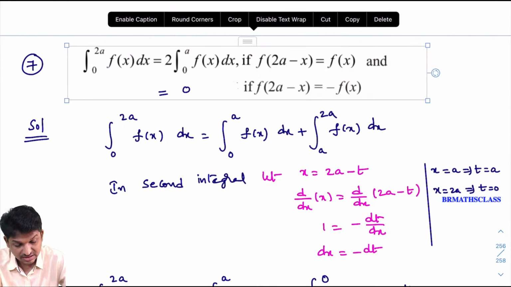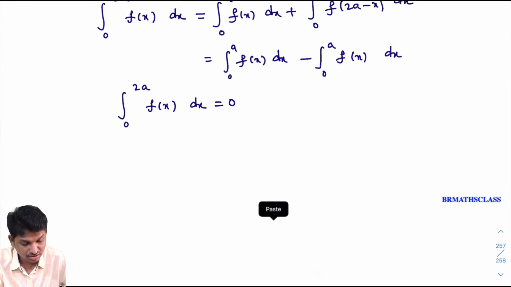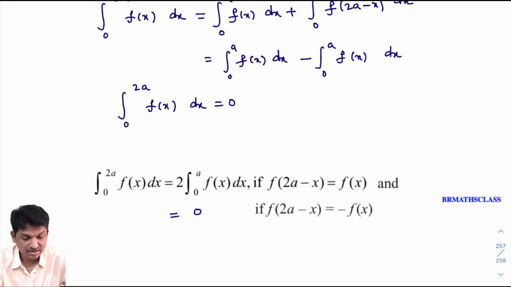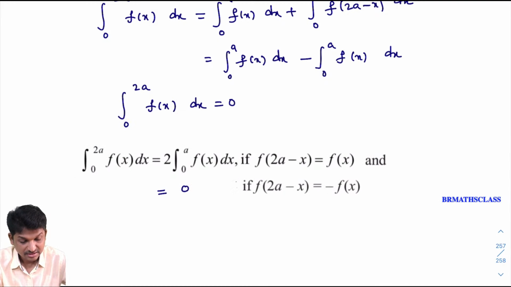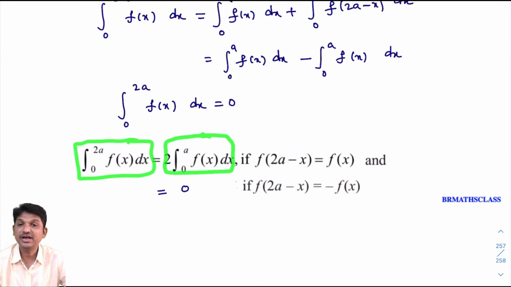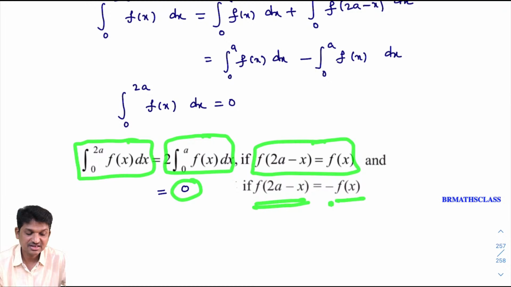One minute, I will copy this. Okay, finally, what I proved is this. What is this result? The integral of 0 to 2a f of x dx is 2 times the integral of 0 to a f of x dx when f of 2a minus x is f of x. The integral of 0 to 2a f of x dx is 0 when f of 2a minus x is minus f of x. I hope you are understanding.